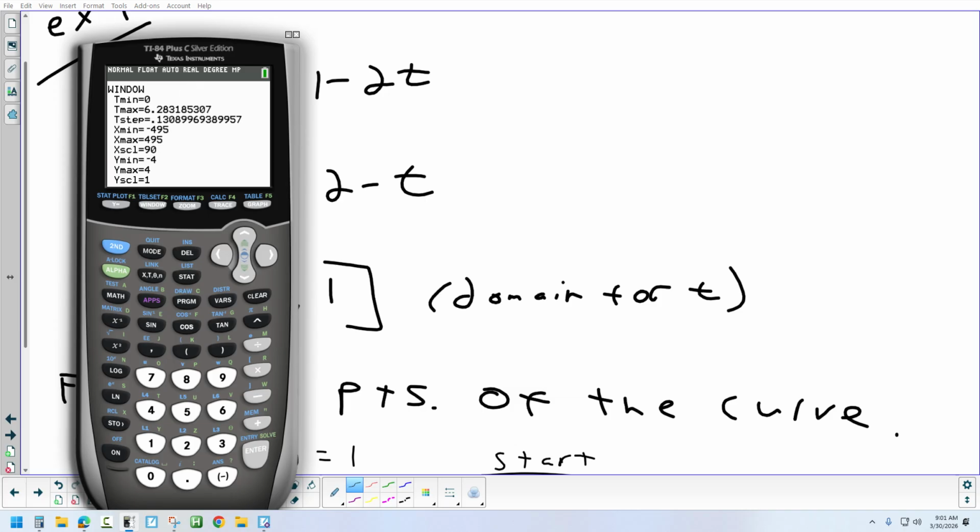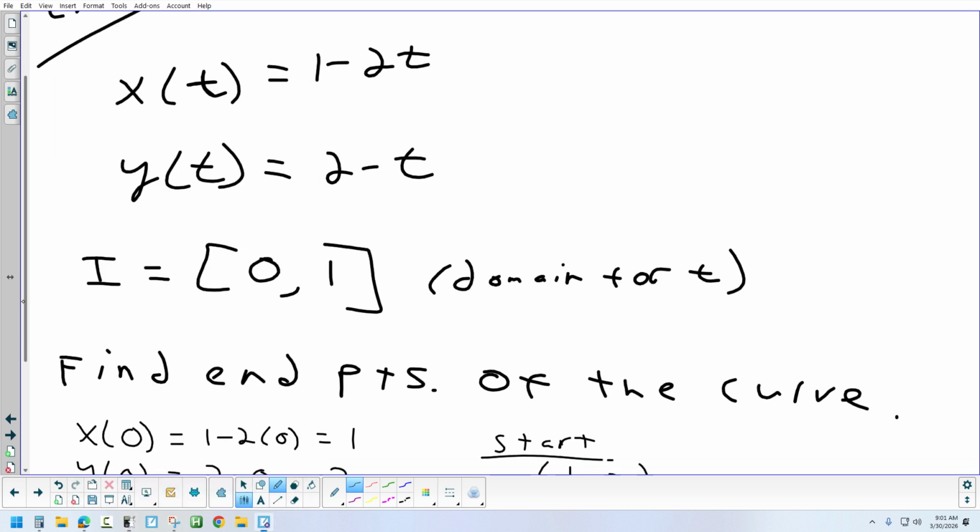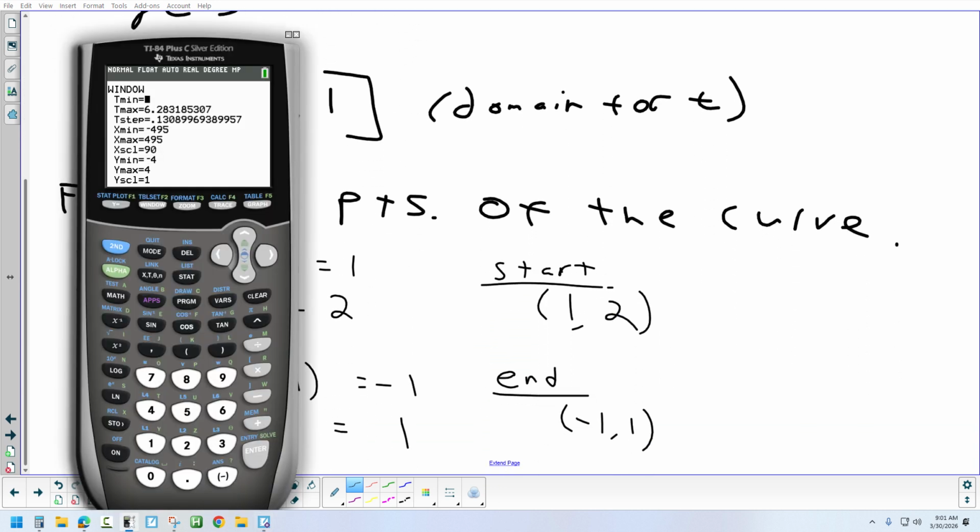Now, just like graphing when we do it in function mode, we do want to set the window. Okay, I'm going to set everything, I think negative 3 to 3 will fit everything that we need to see.